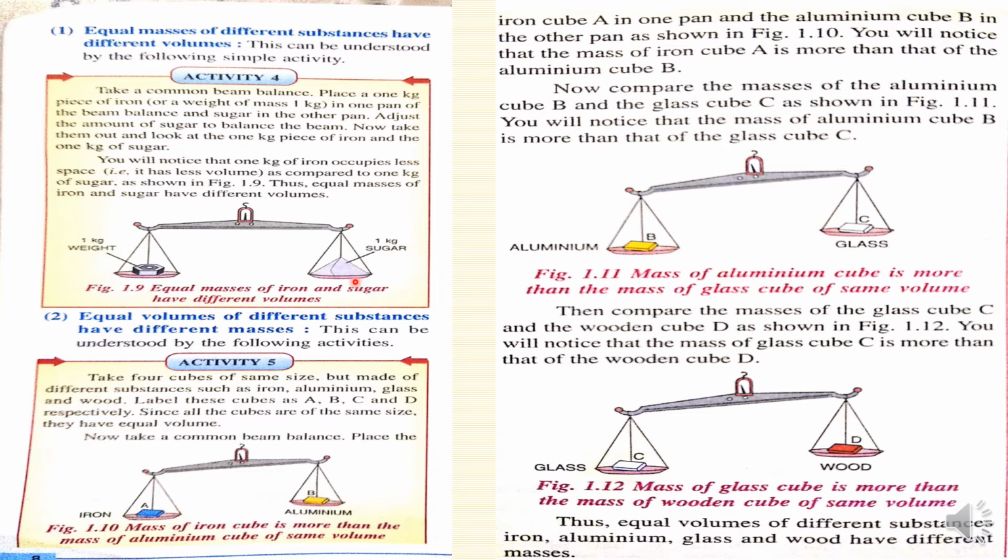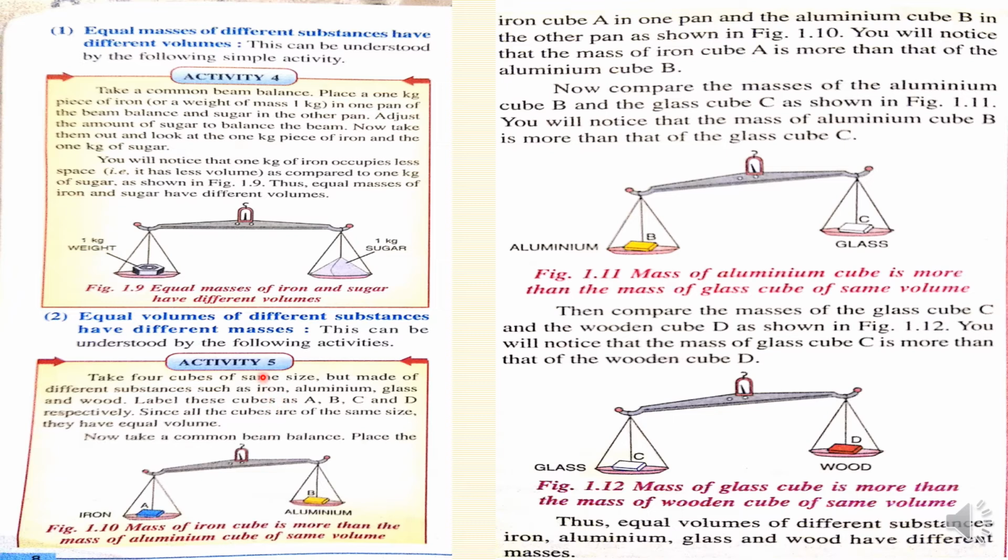Obviously sugar. Right children? The weight of this is 1 kg and the weight of sugar is also 1 kg. Both are balanced. But which object is taking more space? Sugar is taking more space. So we can say that equal masses of different substances, like this iron and sugar, have different volumes. Understand this activity? Clear?